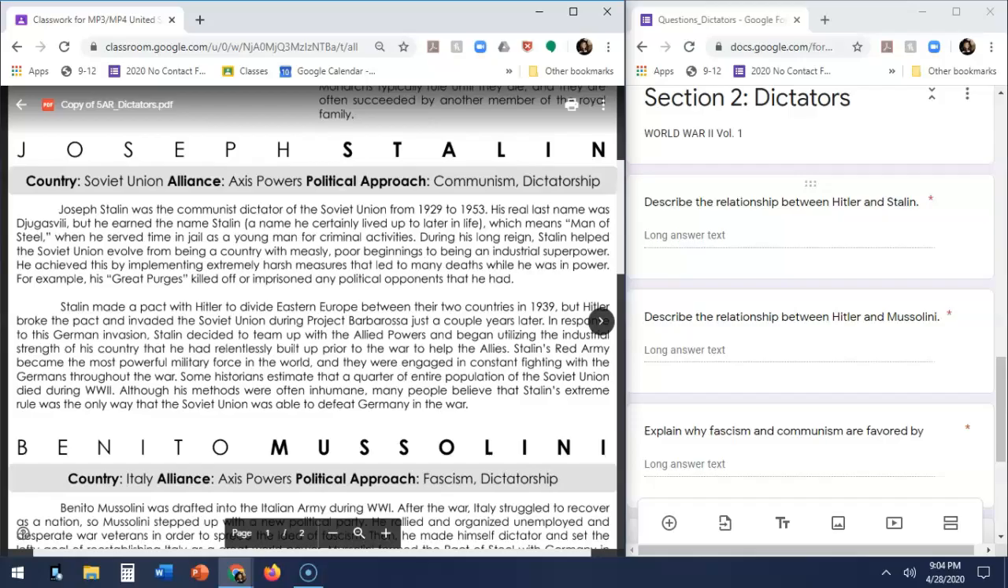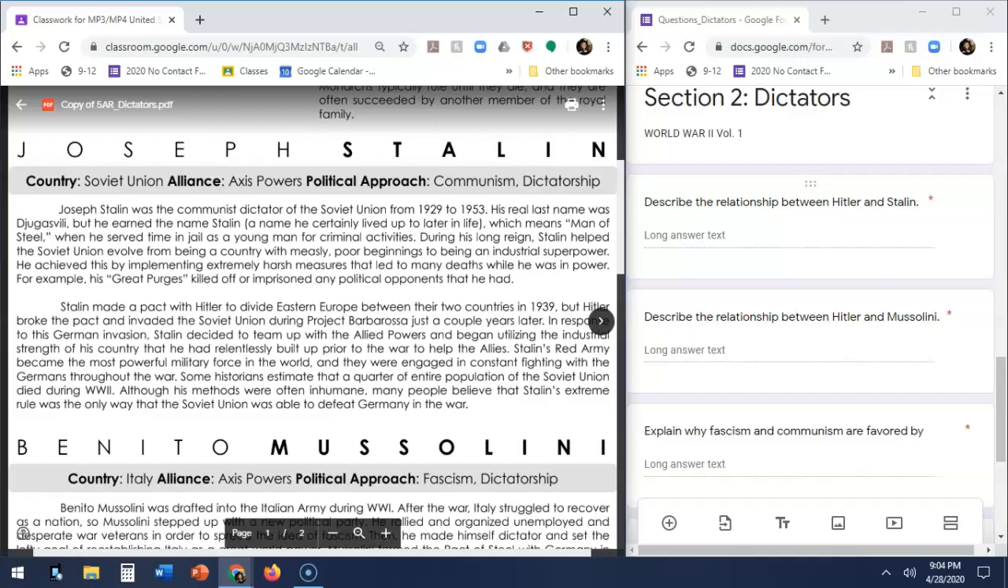Stalin's Red Army became the most powerful military force in the world, and they were engaged in constant fighting with the Germans throughout the war. Some historians estimate that a quarter of the entire population of the Soviet Union died during World War II. Although his methods were often inhumane, many people believe that Stalin's extreme rule was the only way that the Soviet Union was able to defeat Germany during the war.